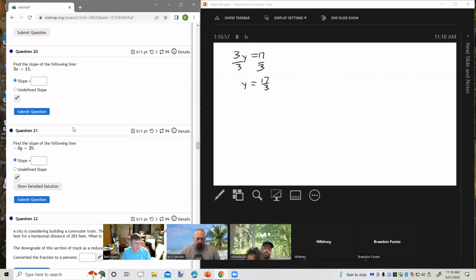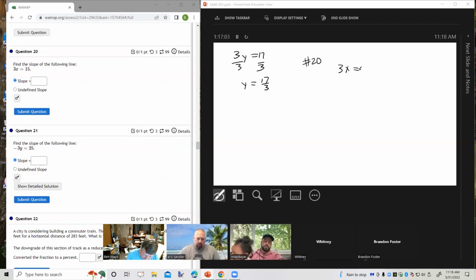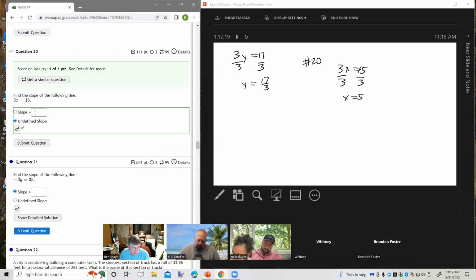Take a look at problem number 20. 3x equals 15. Here's a linear equation again in one variable. X equals 5. X equals 5 is the equation of a vertical line. The slope of a vertical line is undefined. Okay.